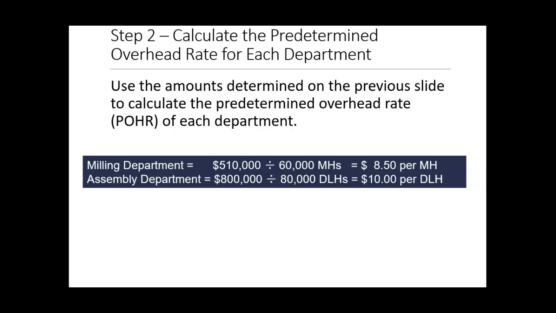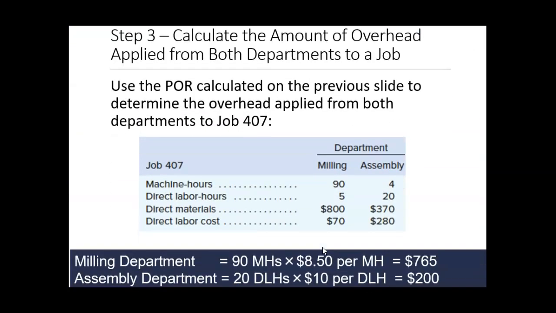So now we have two separate overhead rates. One in the mill department is based upon machine hours, and the assembly department is based upon direct labor hours. Okay, so let's continue now.